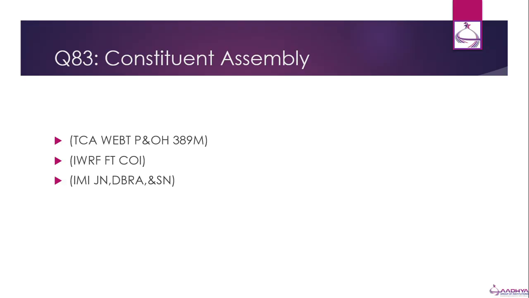Constituent Assembly. The Constituent Assembly was elected by the people and originally had 389 members. It was responsible for framing the Constitution of India. Important members include Jawaharlal Nehru, Dr. B.R. Ambedkar, and Sarojini Naidu.